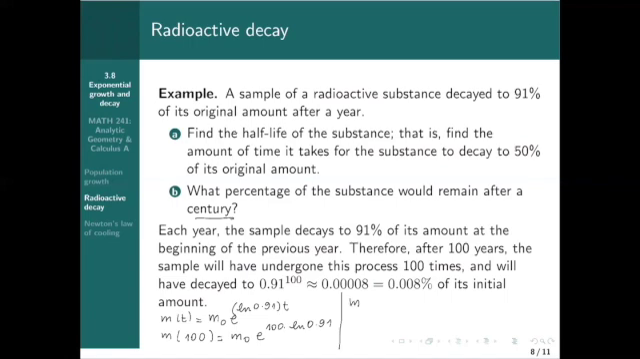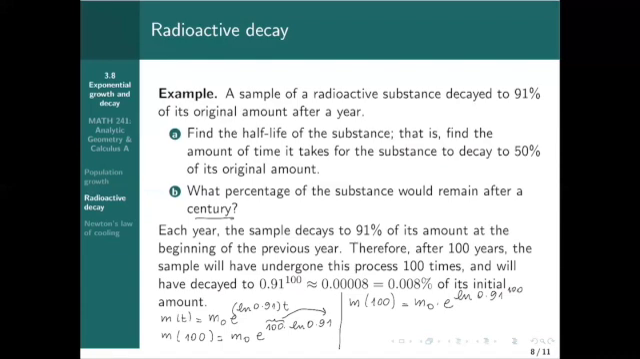So m0, not m0, m of 100 is going to be equal to m0 times, well, we are going to use the property of exponential to bring this 100 here to an exponent here. So we're going to have e raised to ln of 0.91 raised to 100.